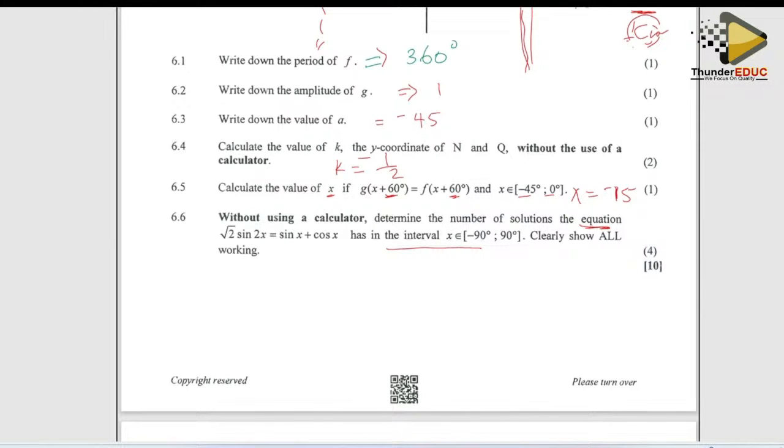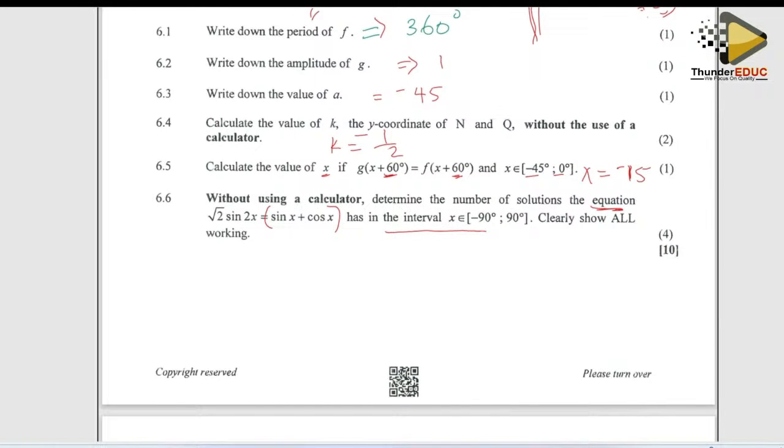Okay, so we can start by squaring both sides. Is it going to help us? We can do that. If I square this side, I square that side also. Because when I square the left-hand side, that's going to be 2 sine squared 2x, which is equal to sine squared x plus 2 sine x cos x, then plus cos squared x. Is it going to make sense for me?